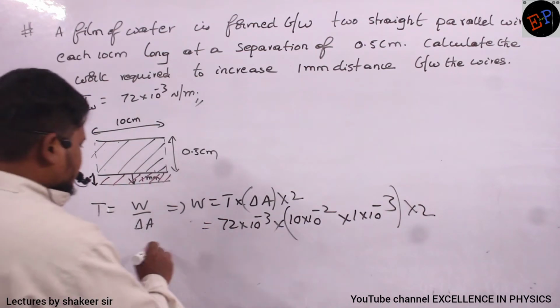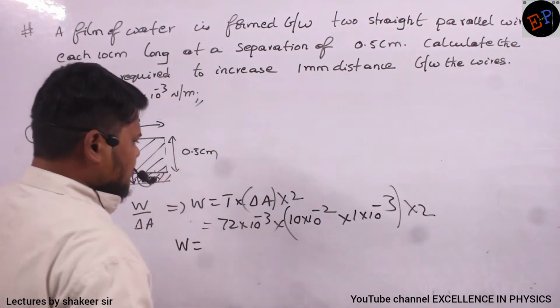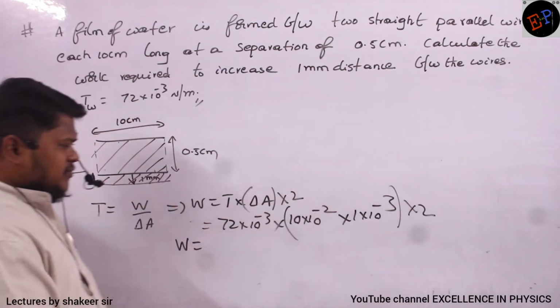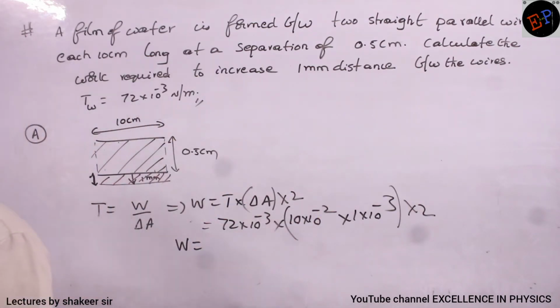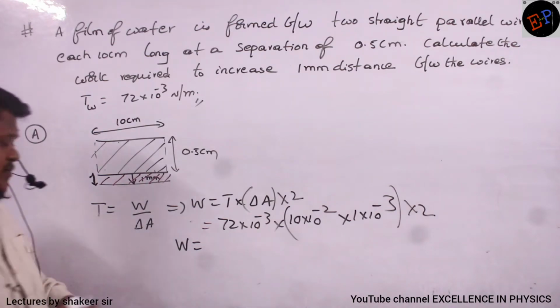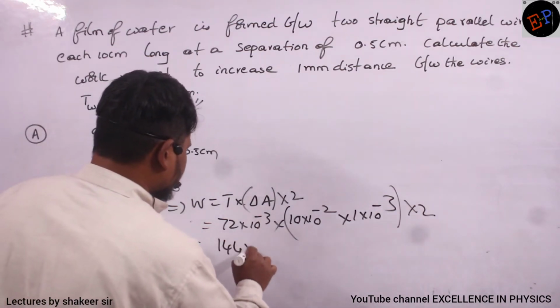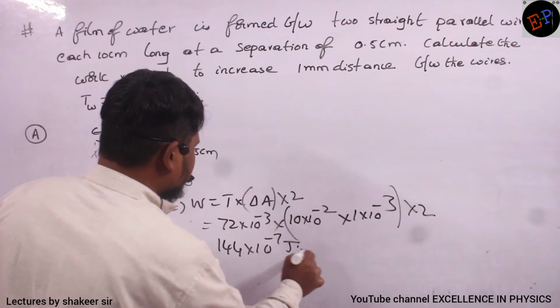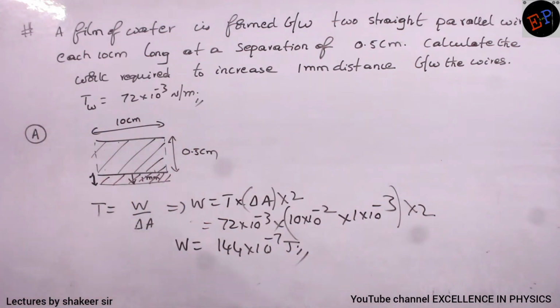Clear, no? So therefore, the amount of work done is, just do this calculation, 72 into 2 is 144. And you see how many zeros you have to place. Okay. So the given answer is 144 into 10 power minus 7 joules. That is my answer. Clear, ma?